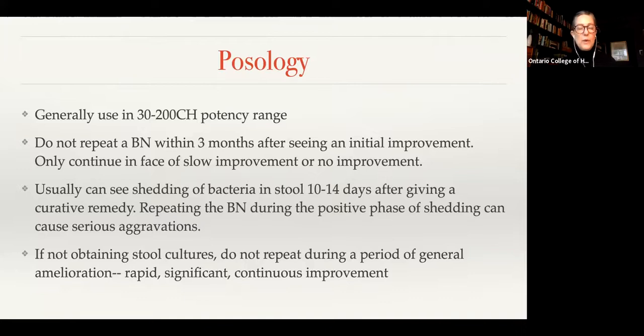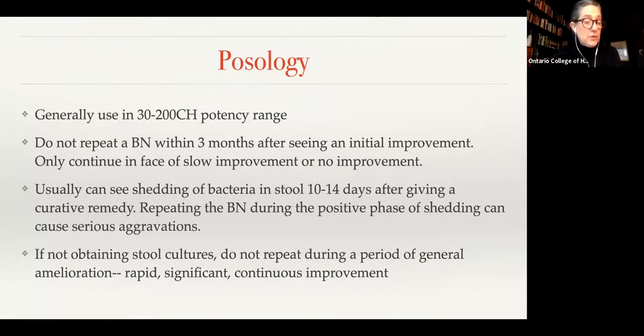But I want to talk a wee bit before we close down and answer some of your questions, and I see there are a few of them waiting for us, about posology, because these are not remedies that you can keep giving and giving, because you have to recognize that in giving these remedies, you're interfering with the very delicate bacterial balance of the internal organism. And we don't want to interfere with too much aggression.